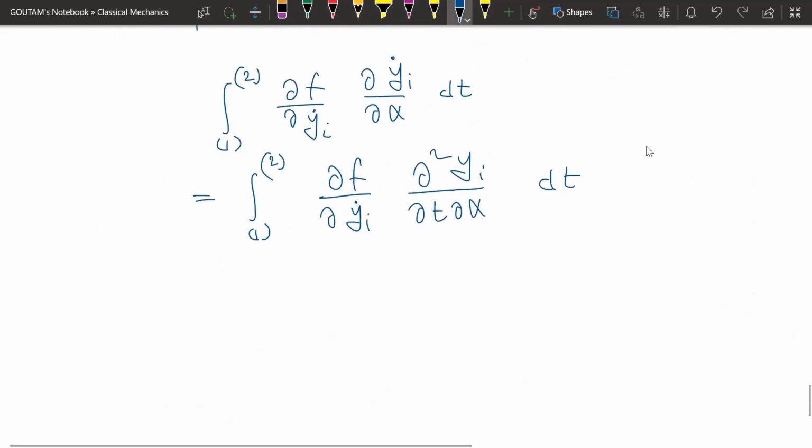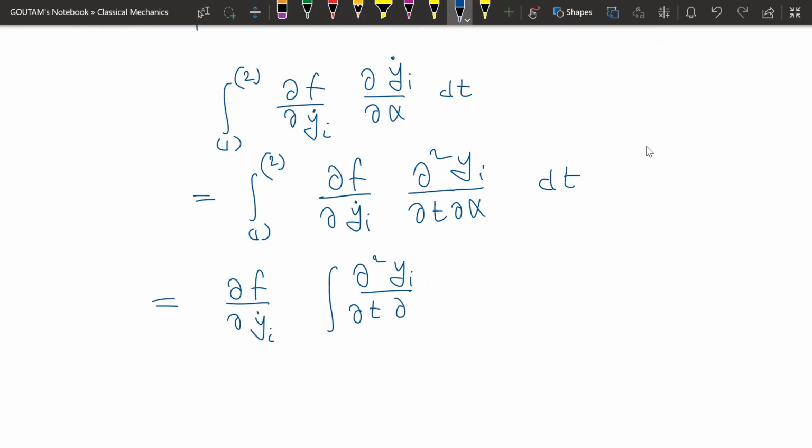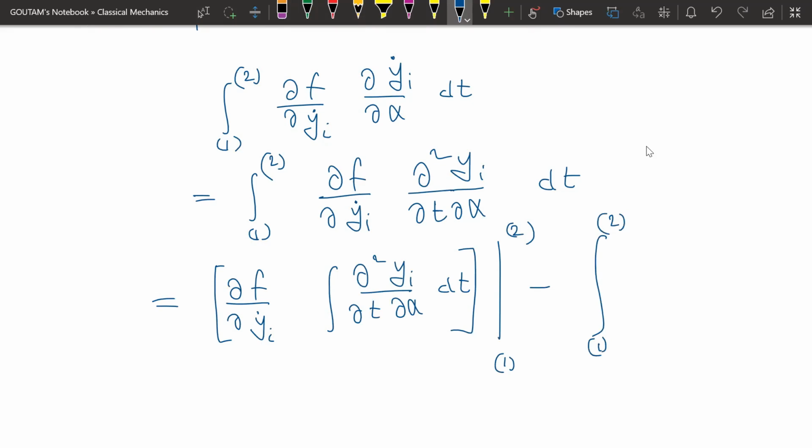Now if we do the integration by parts, we will get the first term intact, then the integration of the second term, put the limit later. So the integration of the second term, ∂²yi/∂t∂α dt from point 1 to point 2, minus the integration from point 1 to point 2 of d/dt of ∂f/∂yi dot times, this integration will be ∂yi/∂α dt.